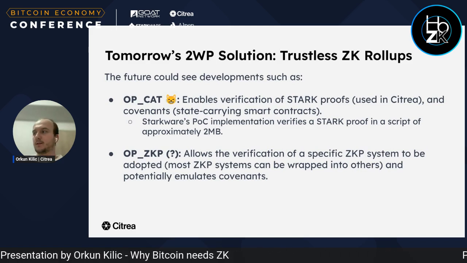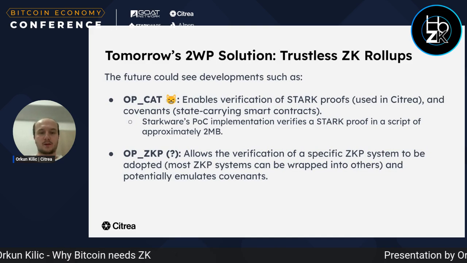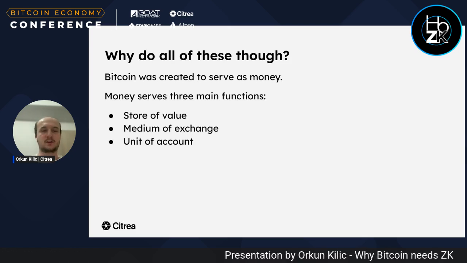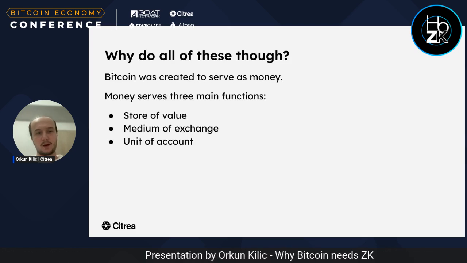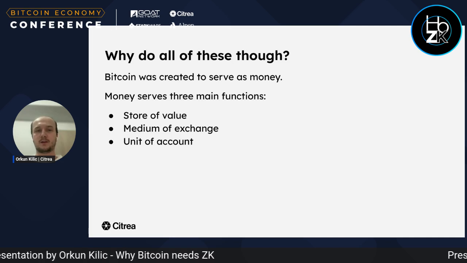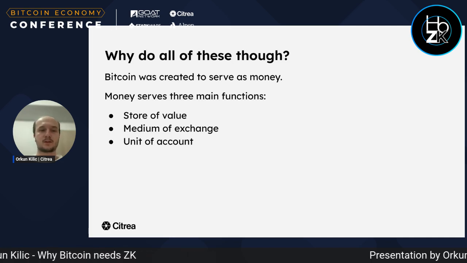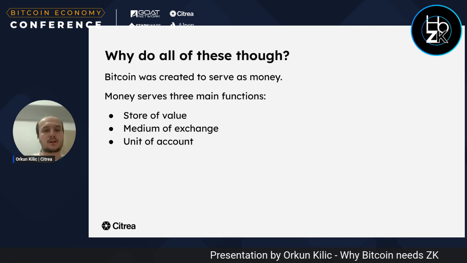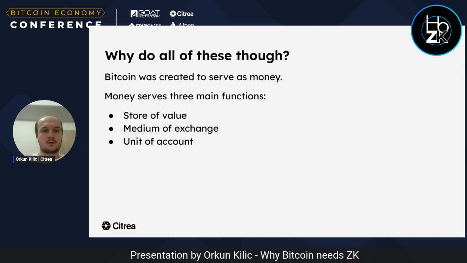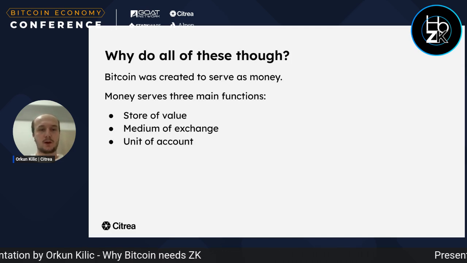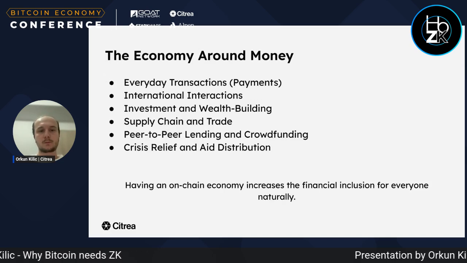So in general, I think the technical parts of it are very clear, but there's a much more fundamental question that we should ask. Why do all of these? Why are we doing all of this technical stuff like BitVM, ZK proofs, rollups, and what's the goal here? Bitcoin was initially created to serve as money, and money basically serves three main functions: store of value, medium of exchange, and eventually unit of account.